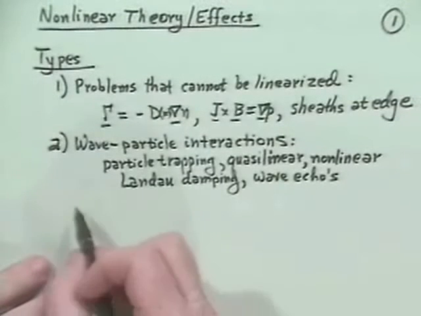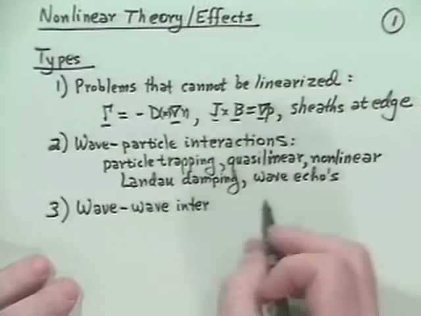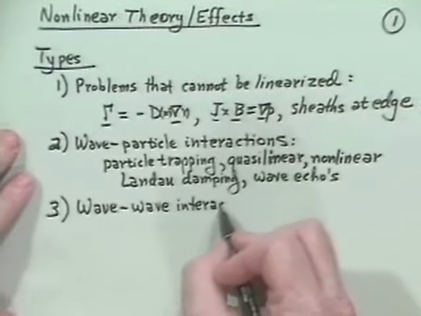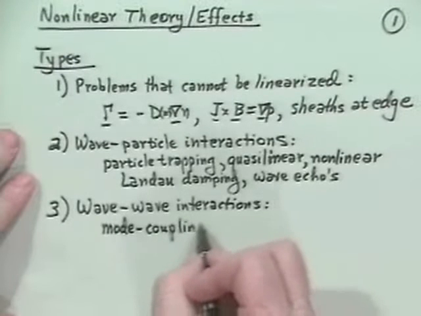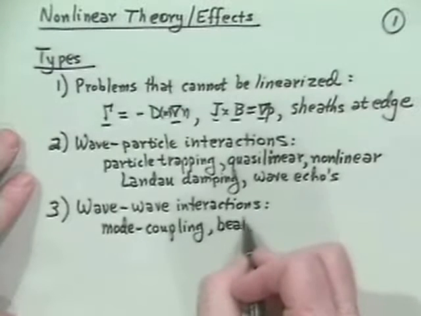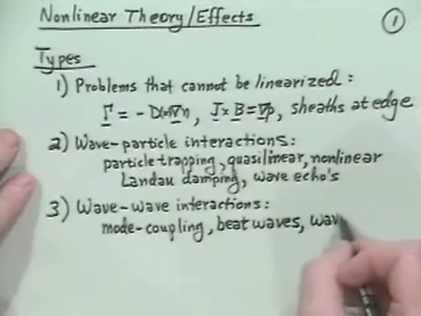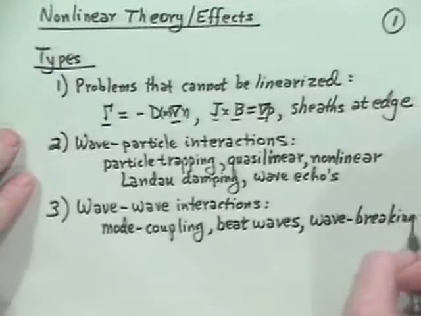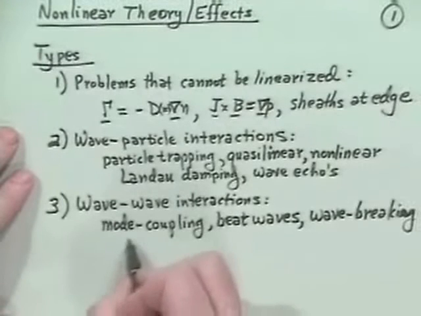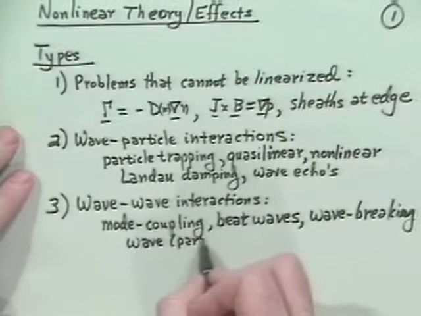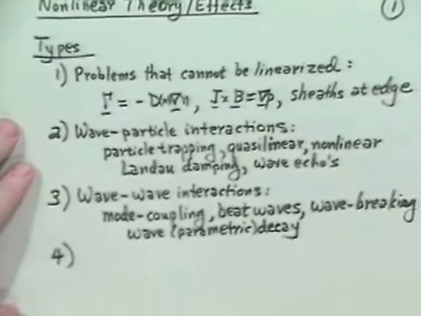Now that's wave-particle interactions. We can also have wave-wave interactions, and this goes under the general description of mode coupling. You can get out of this so-called beat waves, the beating of, say, the two waves you're interested in. You can get wave breaking, as in the top of a wave coming into an ocean beach breaks. That's a very nonlinear interaction. Similar things happen in plasma waves. And you can get wave parametric decay. The problem with nonlinear processes is there's a tremendous number of them.